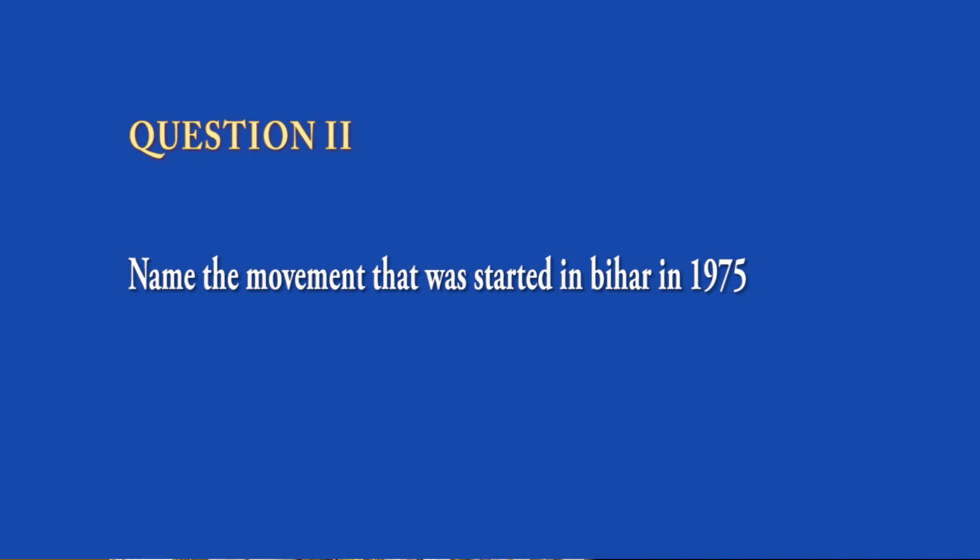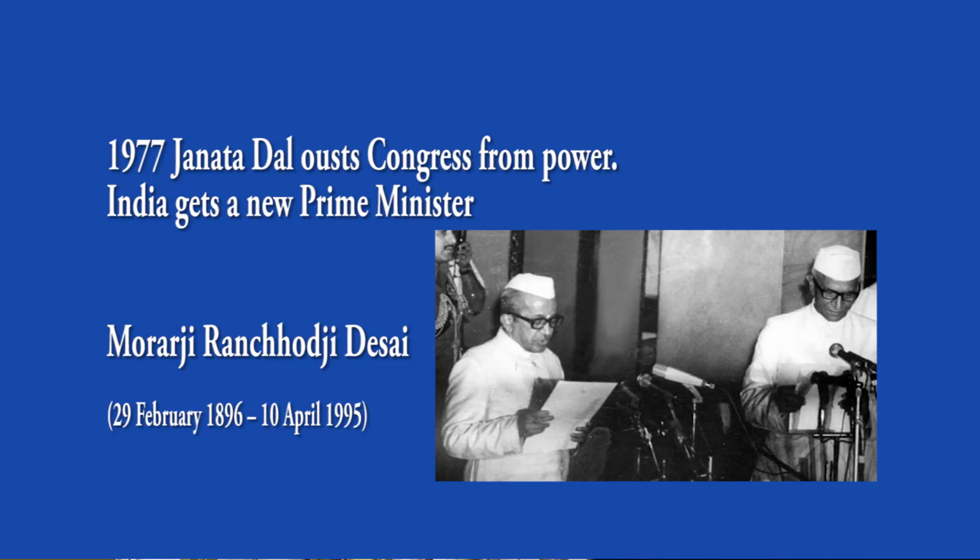Because of this declaration of emergency, within 2 years, Congress lost power at the center. And this was the first time from independence that a different party was at the center. In 1977, we have the Janata Dal. Janata Dal ousted Congress from power, and Morarji Desai became the new Prime Minister.